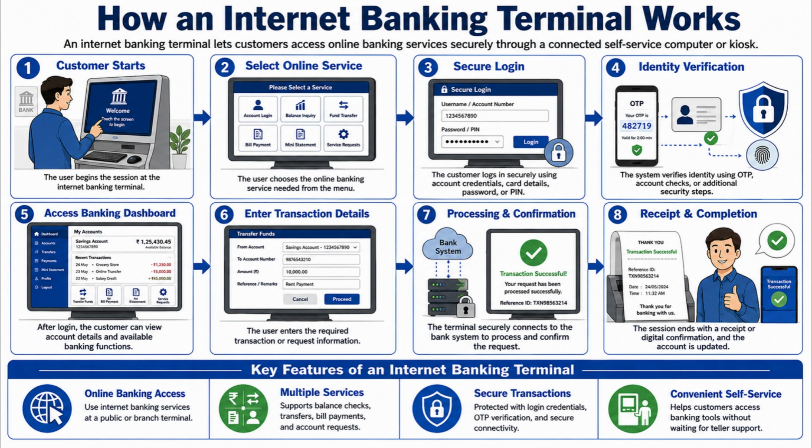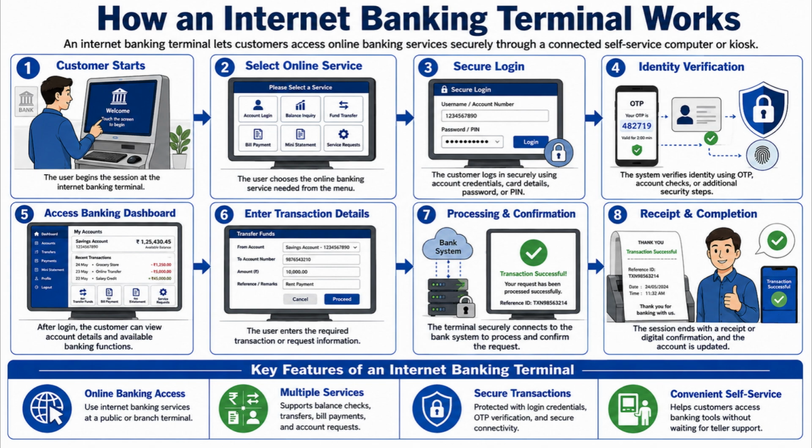After that, the customer logs in securely. This is usually done by entering account credentials, card details, a username, password, or PIN. As a result, the system ensures that only authorized users can access the banking account. Then, the system performs identity verification. In many cases, it may use OTP verification, account checks, or additional security steps such as confirmation codes. This stage adds an extra layer of protection and helps keep the banking session secure.